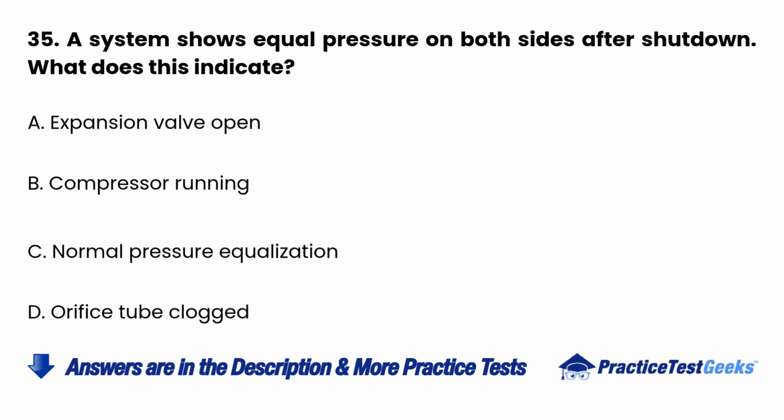35. A system shows equal pressure on both sides after shutdown. What does this indicate? A. Expansion valve open. B. Compressor running. C. Normal pressure equalization. D. Orifice tube clogged.